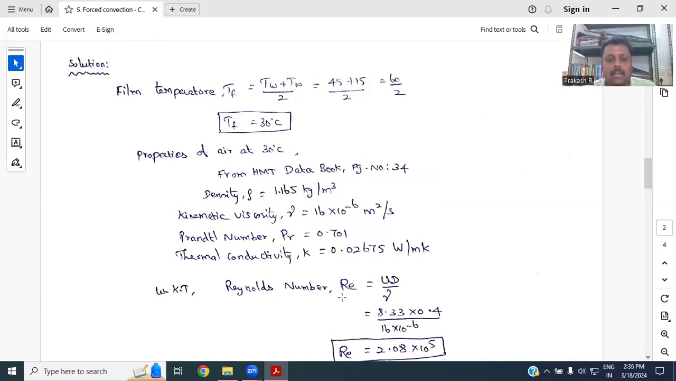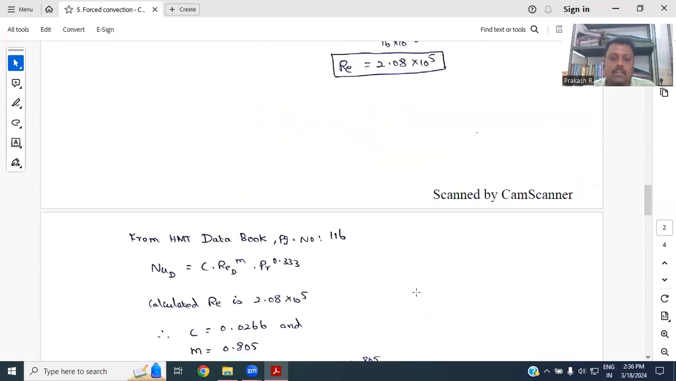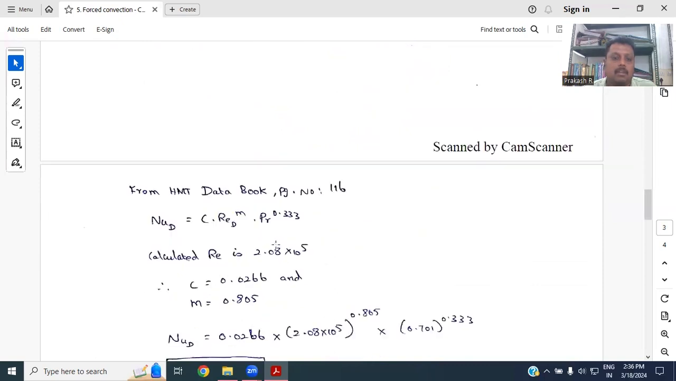So by finding the Reynolds number value, Re is equal to UD by gamma, because it is a cylinder problem. If it is a plate problem like the previous one, the Reynolds number formula is UL by gamma. Here, UD by gamma is the formula for Reynolds number because it is the problem of cylinders. Therefore, 8.33 into the diameter 0.4, and the gamma is 16 into 10 power minus 6. Substituting this value, 2.08 into 10 power 5 is the Reynolds number value.